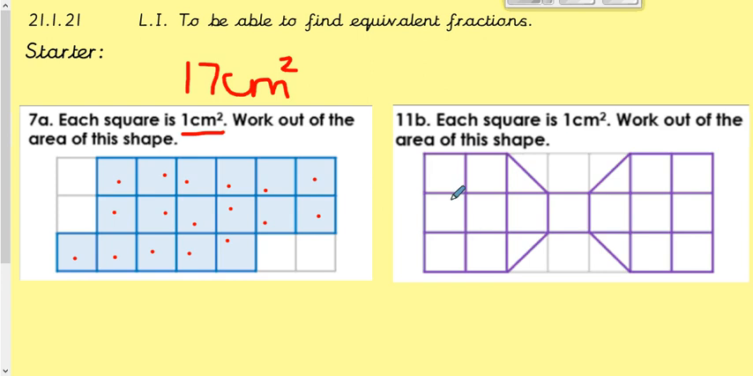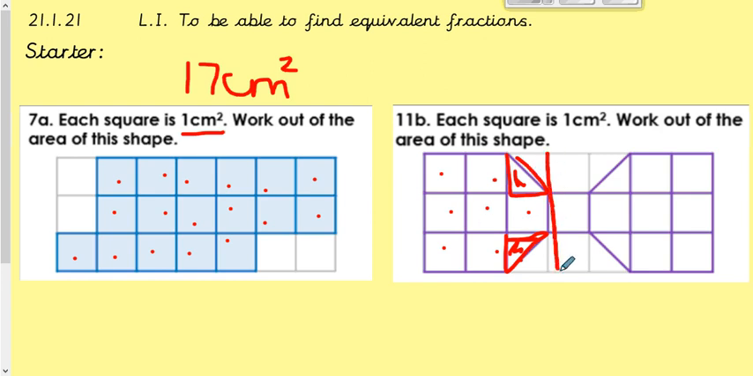On the purple one, we'll do 1, 2, 3, 4, 5, 6, 7. Now we've got halves here, but remember, one half of a square and another half of a square will add to make one square, okay? So we've already got 1, 2, 3, 4, 5, 6, 7, 8. Okay, so already we've got 8 here.